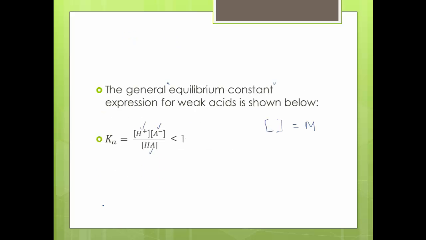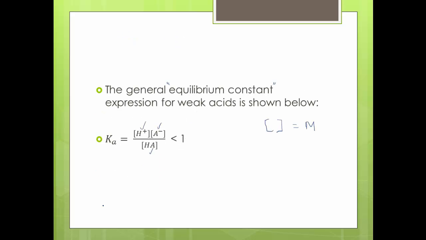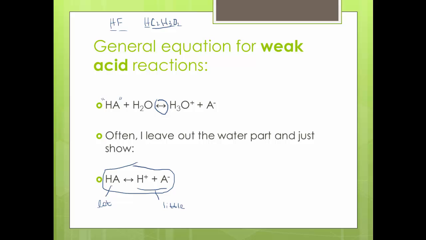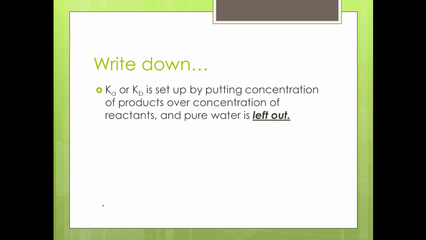If we look at both the acid and the base equilibrium constant expression, we see that it's the products, the ions, because the ions are on the product side for both of them, divided by the original acid or base concentration, which was the reactant. So you might want to pause it and write this down. Ka or Kb is set up by putting the concentration of products over the concentration of the reactants, and pure water is left out. Again, you might want to pause and write that down.